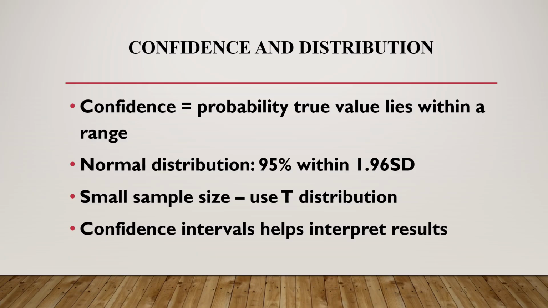But with a small sample size, we switch to the t-distribution, which adjusts for fewer degrees of freedom. For example, with 11 samples, we use 2.228 standard deviations instead of 1.96. Confidence intervals are essential for interpreting whether a compound exceeds a safety threshold or meets a regulatory limit.